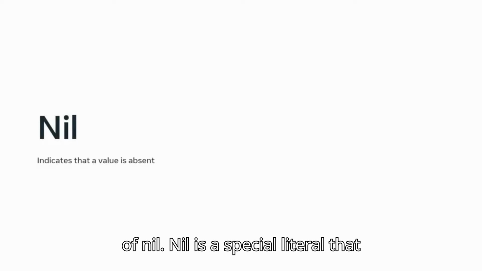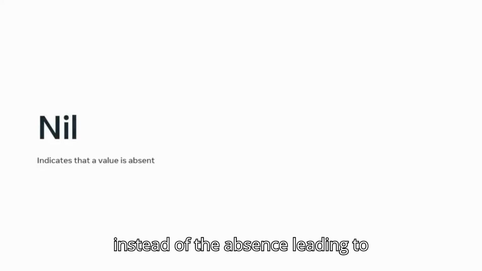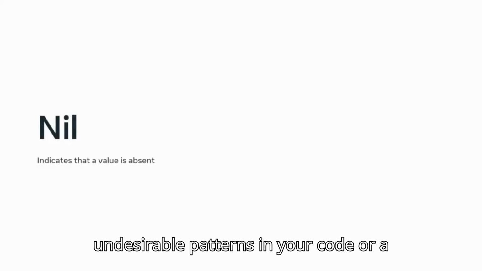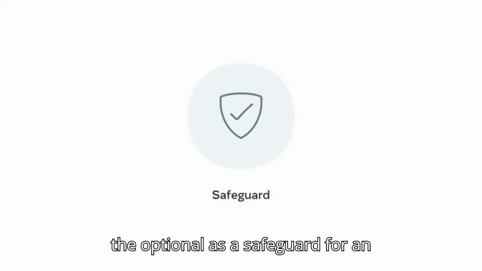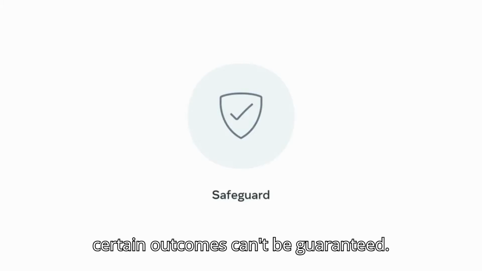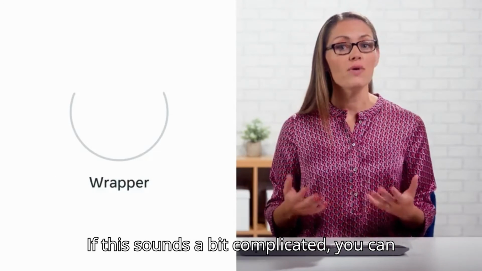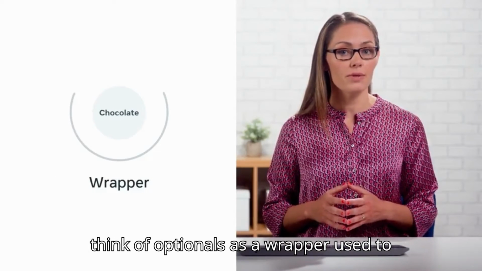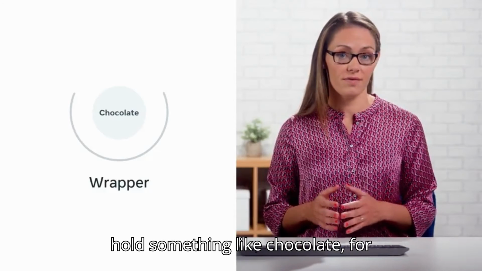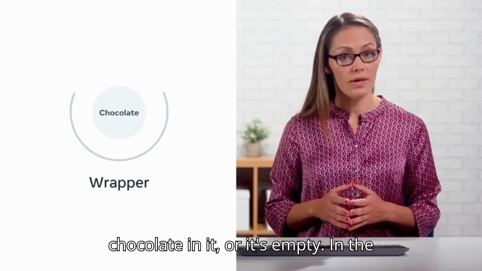Nil is a special literal that tells Swift that a value is absent. So instead of the absence leading to undesirable patterns in your code or a crash in your program, Swift recognizes the optional as a safeguard for an undefined value or for a situation where certain outcomes can't be guaranteed. If this sounds a bit complicated, you can think of optionals as a wrapper used to hold something, like chocolate, for instance. So, either the wrapper has chocolate in it or it's empty.